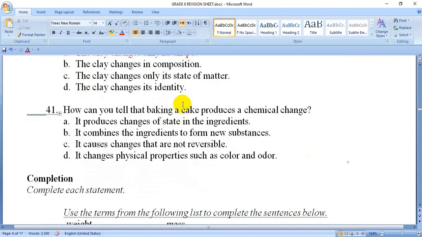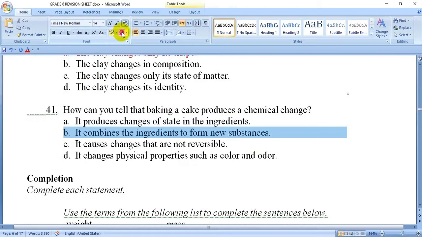When you bake a cake, you put eggs, milk, flour. When you mix all of them together, you get a new substance, a new product with new properties. So the answer for this question will be letter B: it combines the ingredients to form new substances. So we will choose letter B.